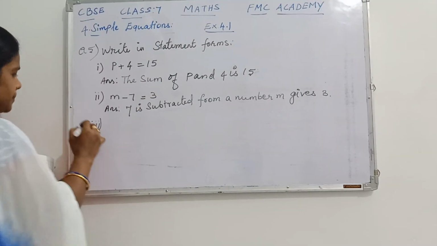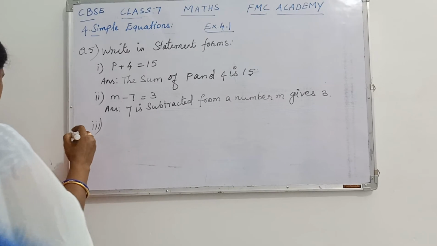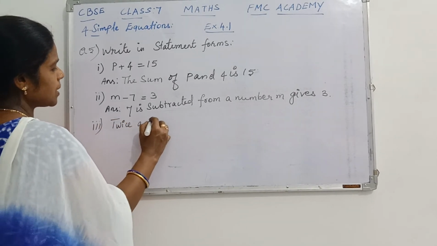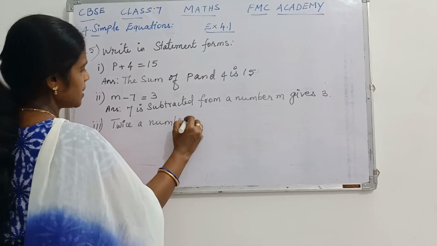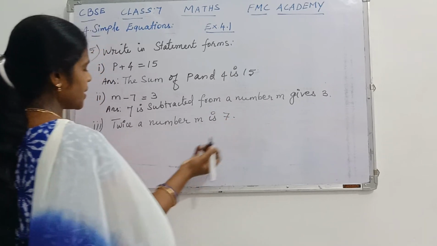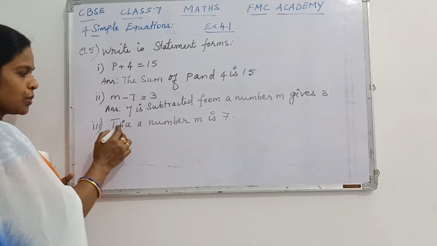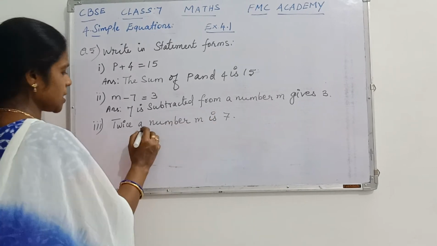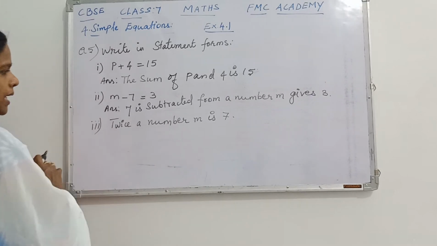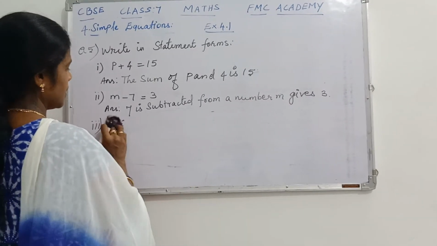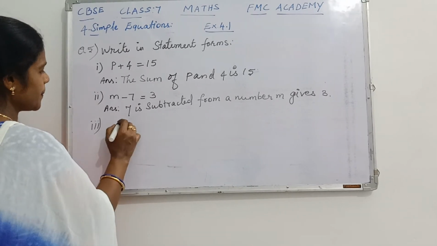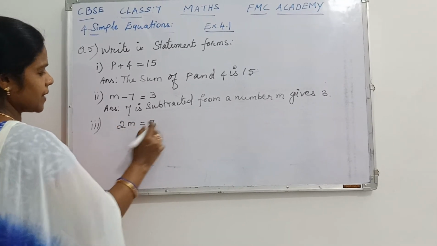Third one, twice the number m is 7. Twice a number m is 7. So very simple. Twice means 2 times. 2 times m is equal to 7. Sorry, actually I had written the answer here. The question is, third question, it is given 2m is equal to 7. This is actually the question.